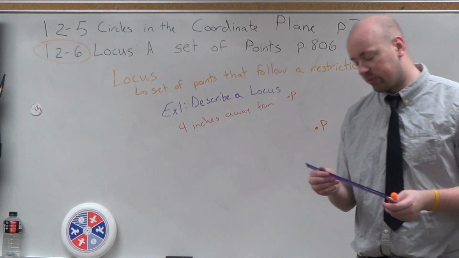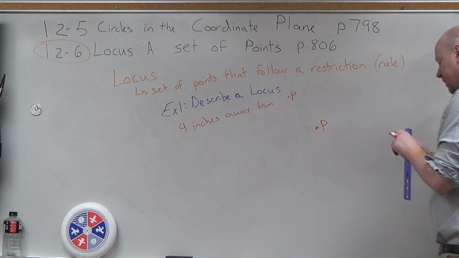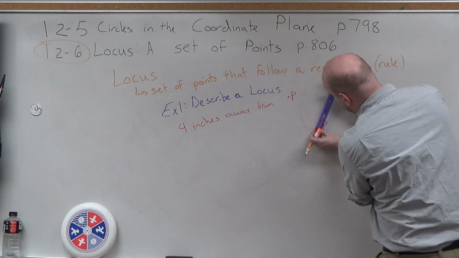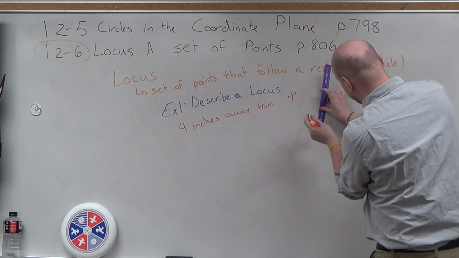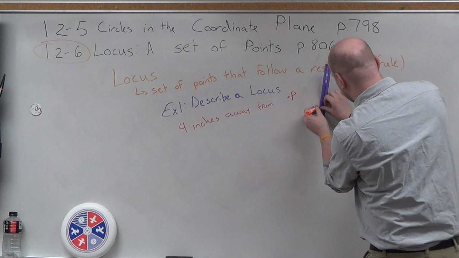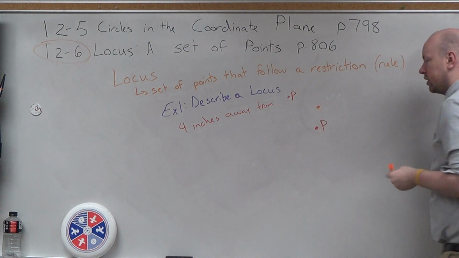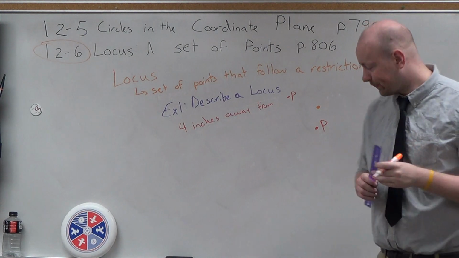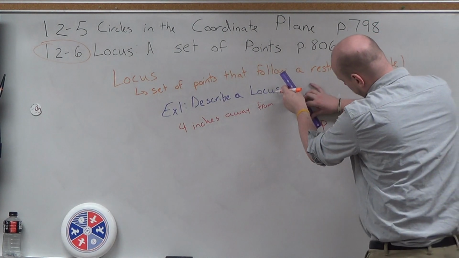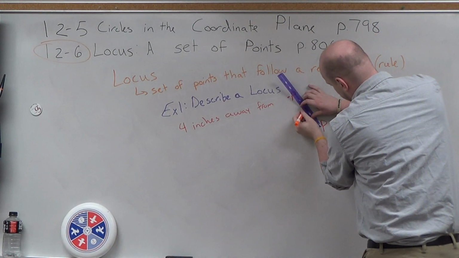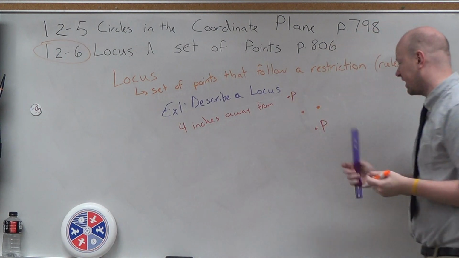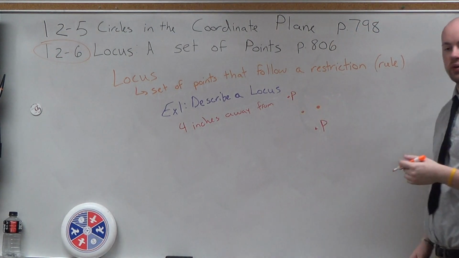So let's say I have a ruler, and I just want to start listing some points, Mad Lad style. So 4 inches away from P, well, that one is. This one's 4 inches away. So that's one of my points. I need one over here, for sure. That's 4 inches away from P, just in a different direction.